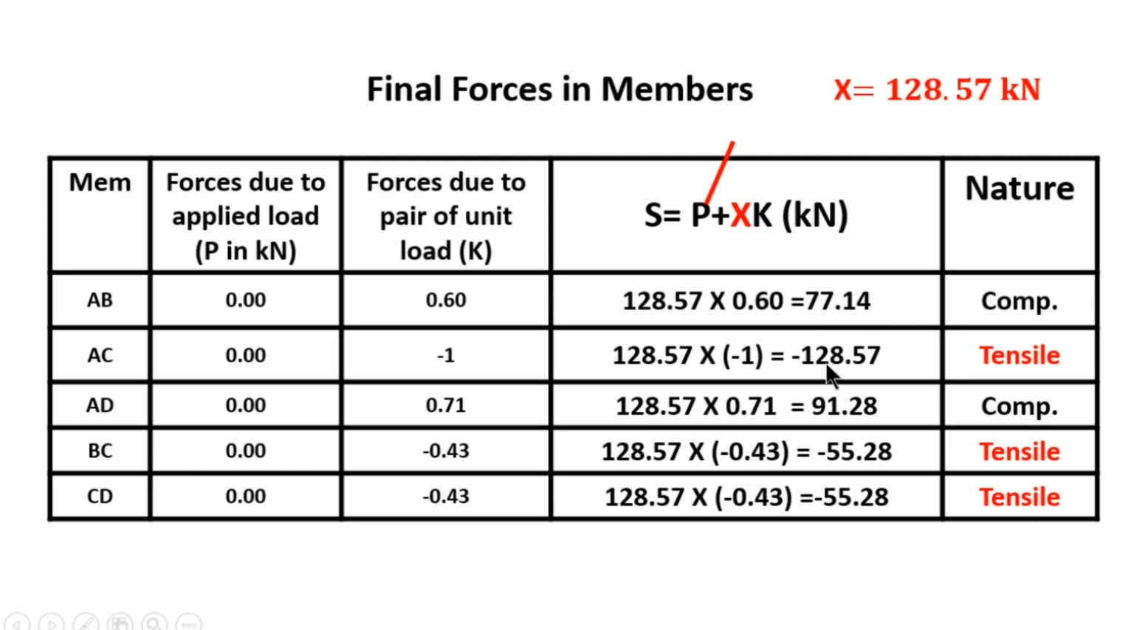Next is minus 128.57. Then next is 91.28, and the same procedure here, minus 55.28, and the last is also the same, minus 55.28. We have considered compression as positive and tension as negative. That is why this positive value is compression and the negative value is tension. Again here positive is compression and these last two values are negative. So these are considered as tensile.